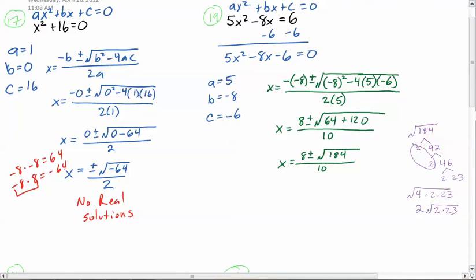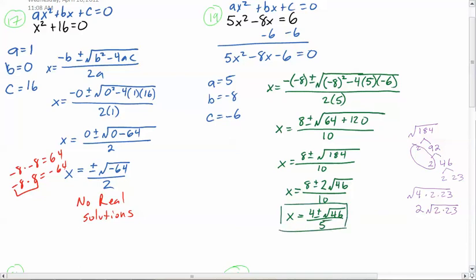So I replace in my original equation now x equals 8 plus or minus, but instead of square root of 184, I'm going to write 2 root, and then this is 2 times 23, which is 46, over 10. At this point, you want to reduce what you can reduce. So x equals, it looks like they're all divisible by 2, so we reduce by 2. So 4 plus or minus the square root of 46 all over 5. There you go. That's as far as you need to go as long as you're just simplifying.